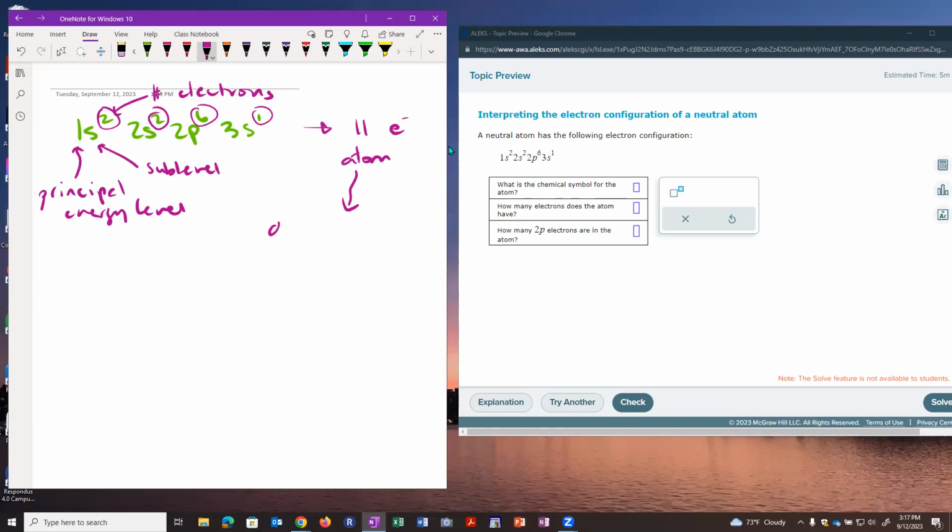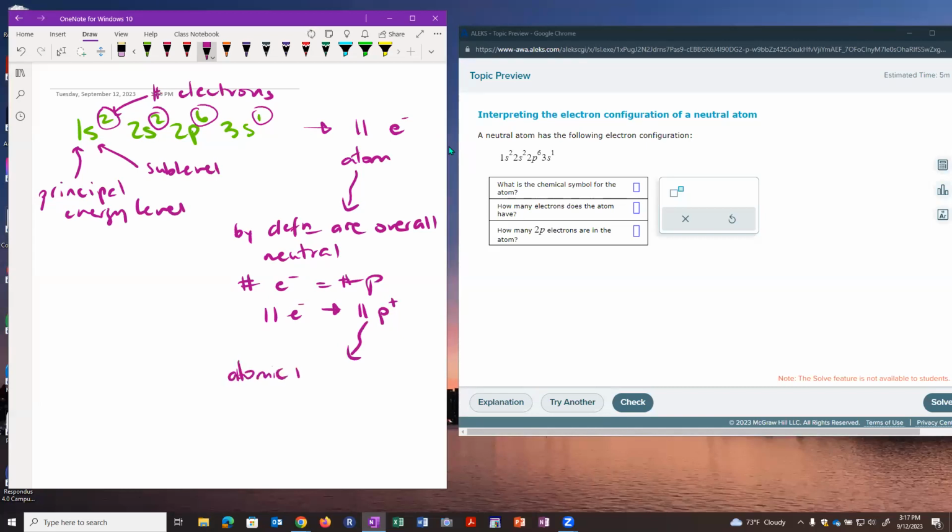Now, atoms by definition are neutral overall, which means that the number of electrons should equal the number of protons. So if I have 11 electrons, guess what? I should have 11 protons, and the number of protons is the atomic number, and that atomic number identifies that element. So all we need to do is to look up on our periodic table and find the element with atomic number 11.